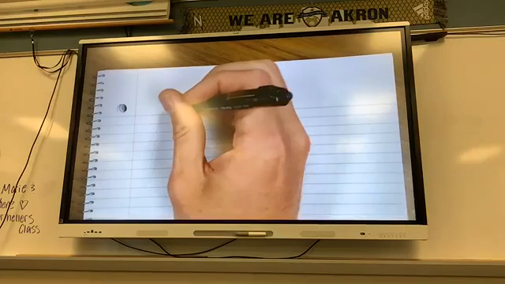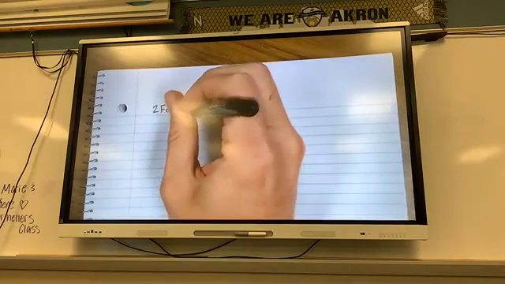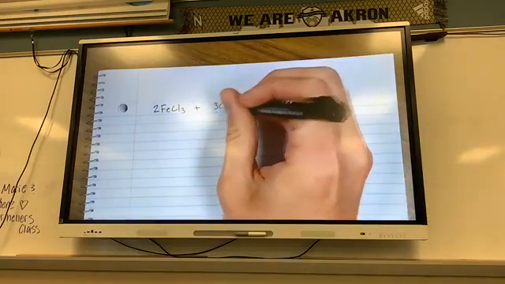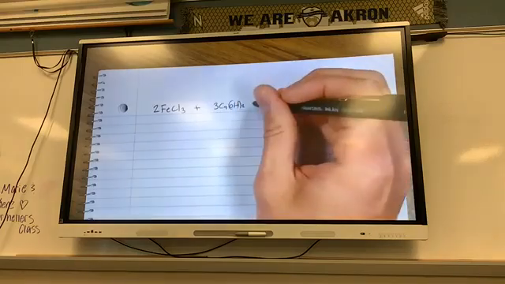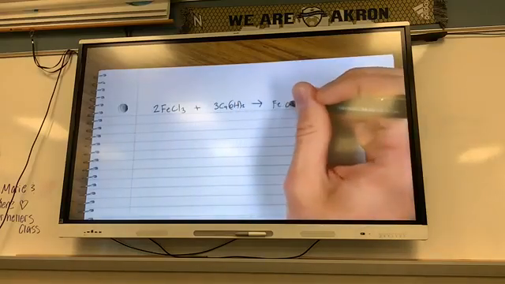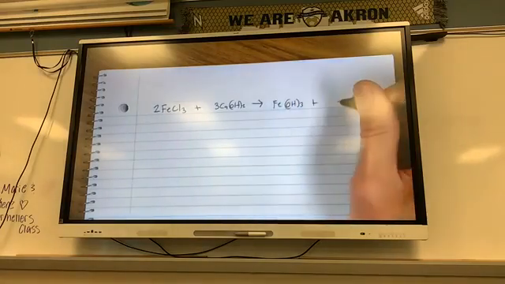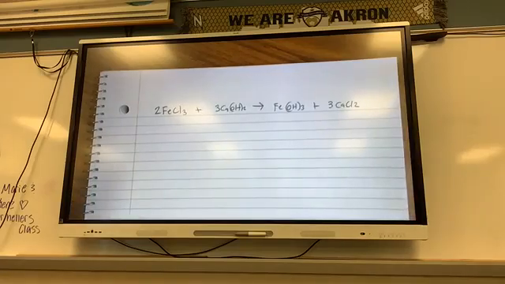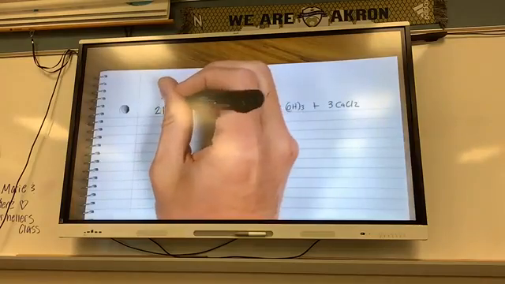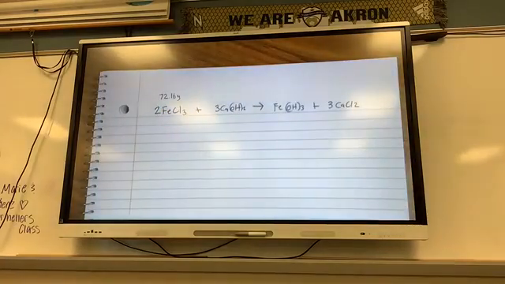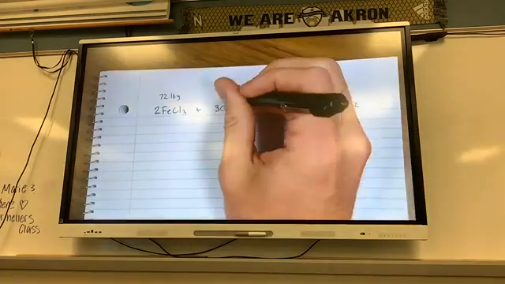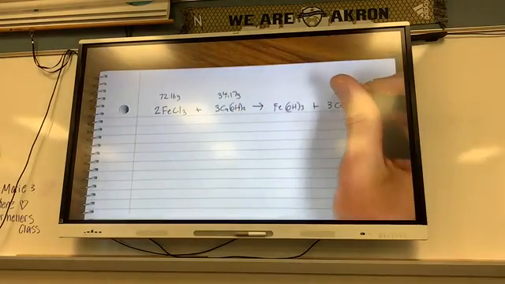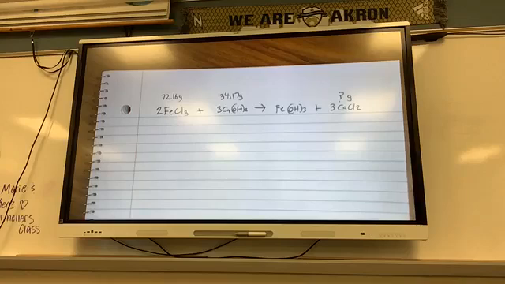All right, I'm gonna write you a balanced equation. So I have 2 FeCl3 plus 3 Ca(OH)2 yields Fe(OH)3 plus 3 CaCl2. Let's say that we start out with 72.16 grams of iron(III) chloride, and I start out with 34.17 grams of calcium hydroxide. I would like to know how many grams of calcium chloride can that form?